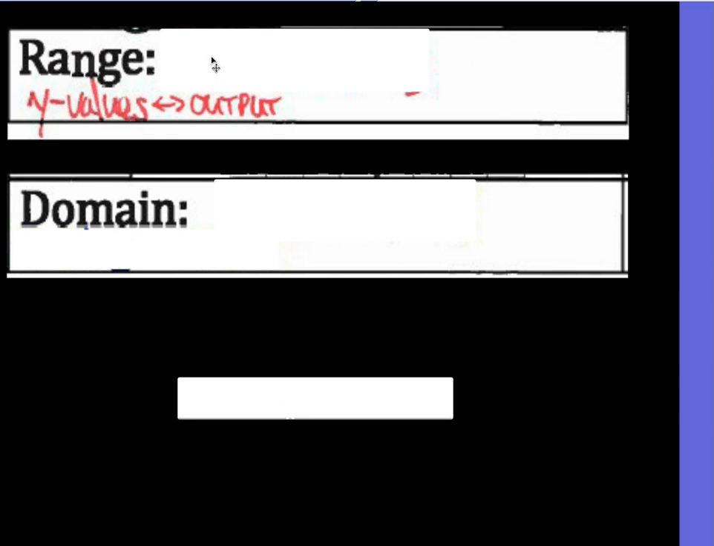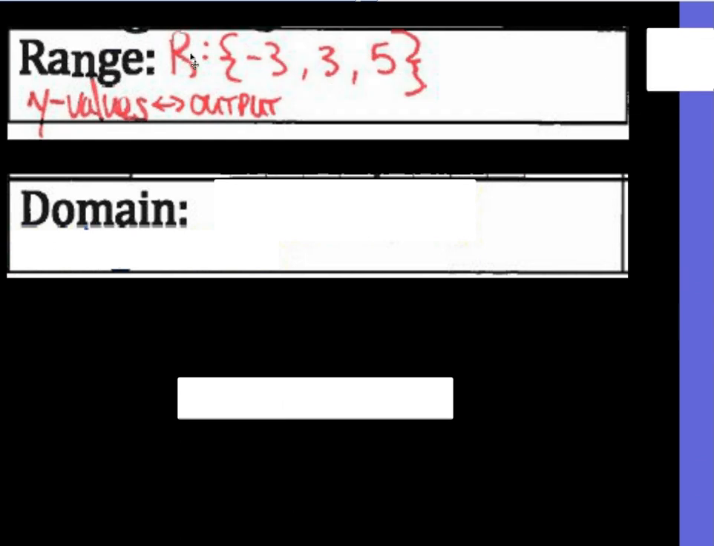So any of our y values that we have, we write it like this. And so you're going to have R standing for range, and then you have a colon in those brackets and the commas just like before. Again, I don't have to write another 5 since it's already in here. I just have to write it once. Mathematicians, they're pretty simple. It's pretty straightforward.